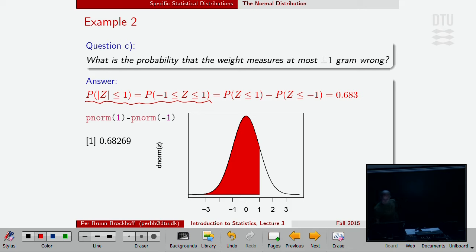It can be found by taking the probability of being less than or equal to 1. That's the one I have shown on the picture. Then I subtract the probability of being less than or equal to minus 1, and I'm left with the answer: 68%. Right? The answer being between plus and minus 1 is 68%.